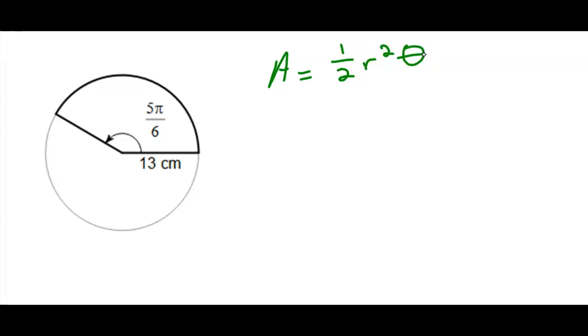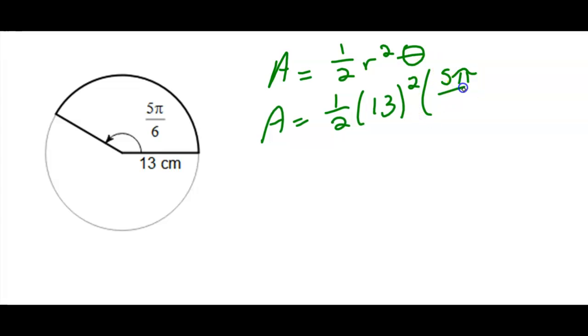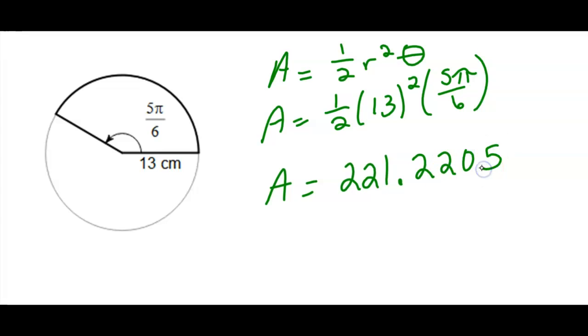This one already has my theta in radians. So 1/2 times 13 squared times my theta, which is 5 pi over 6. So the area equals 221.2205 if I'm rounding, centimeters.